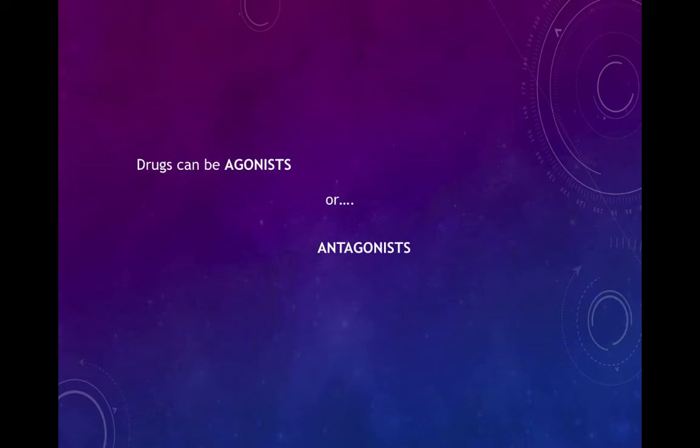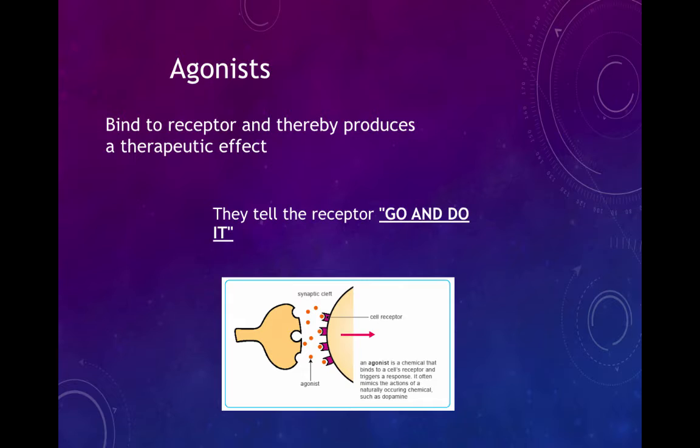When drugs are working on these receptors, we can refer to them as an agonist or an antagonist. The drug will bind to the receptor to produce a therapeutic effect. They tell the receptor to go and do it, to go ahead and start the process. So the drug works with the receptor. It binds to the receptor and produces a therapeutic effect. It's important to realize that most drugs essentially work through activation of our body's own normal mechanisms. It's not changing anything. It's basically turning it on or speeding it up. And that's what an agonist essentially does.